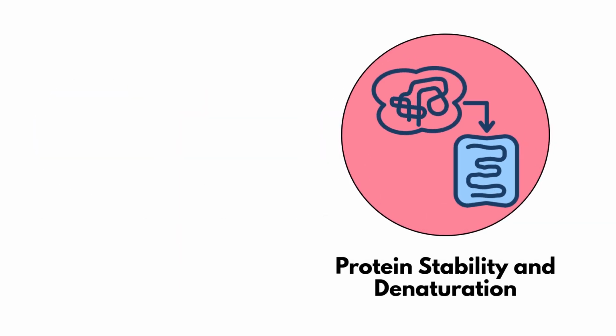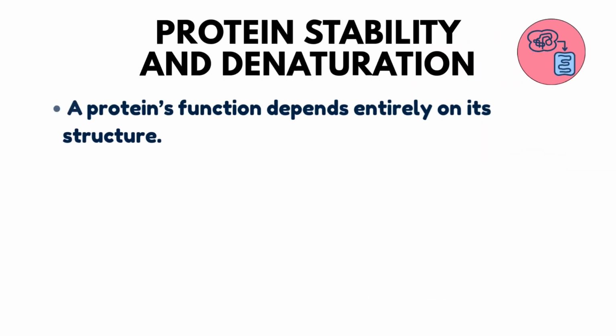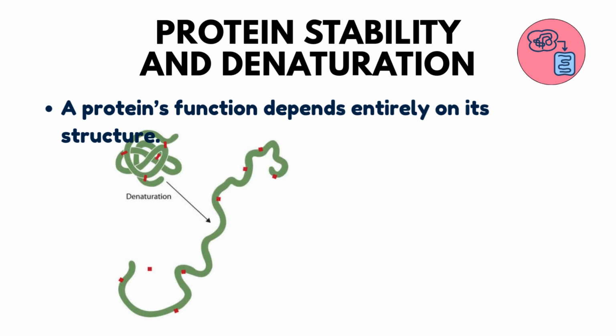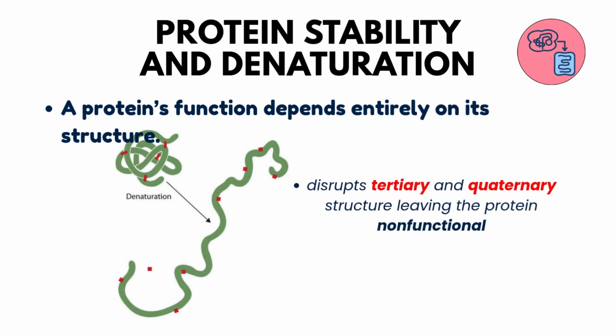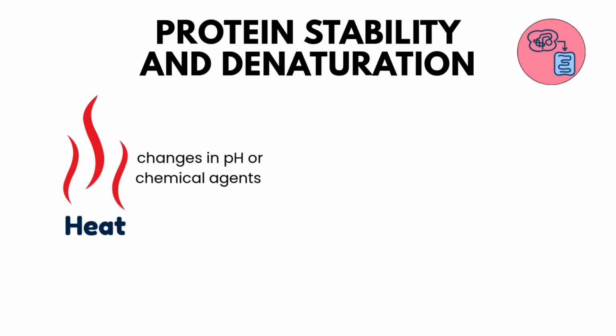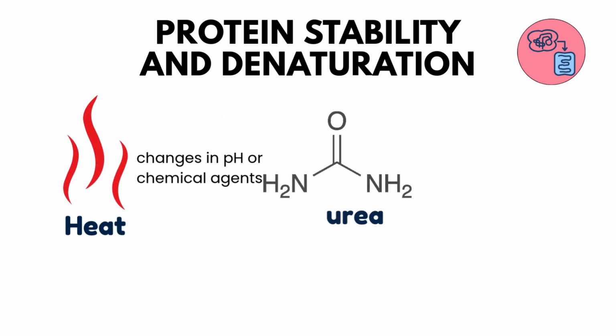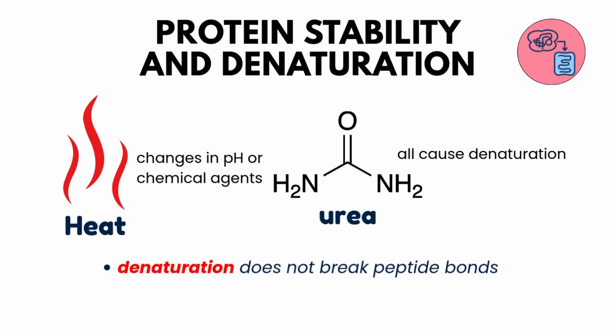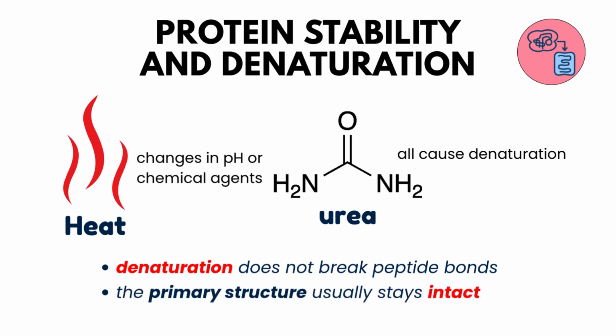Protein stability and denaturation. A protein's function depends entirely on its structure. Denaturation disrupts tertiary and quaternary structure, leaving the protein non-functional. Heat, changes in pH, or chemical agents like urea can all cause denaturation. Importantly, denaturation does not break peptide bonds. The primary structure usually stays intact. That distinction is a common MCAT trap.